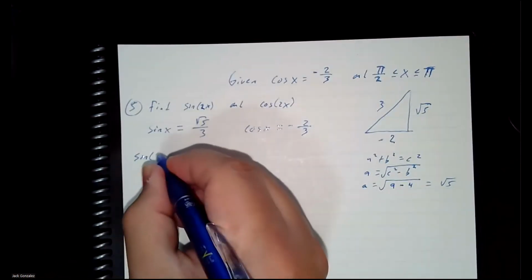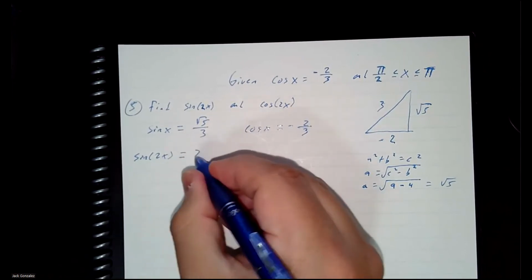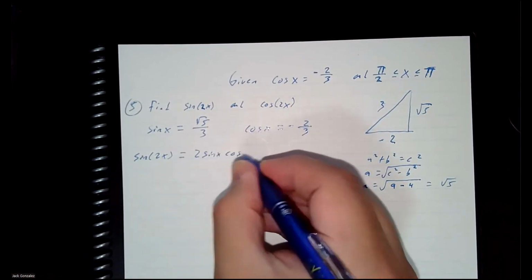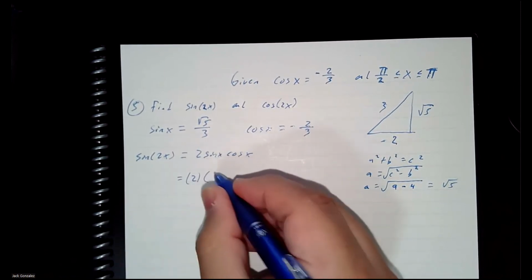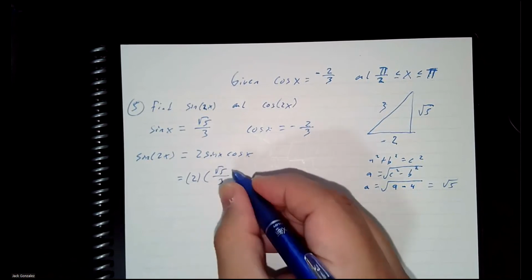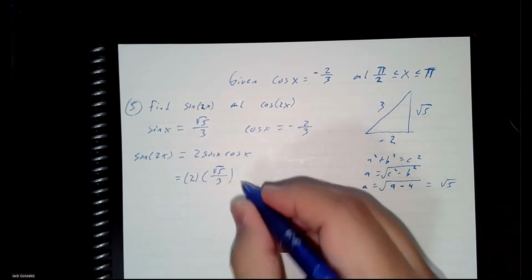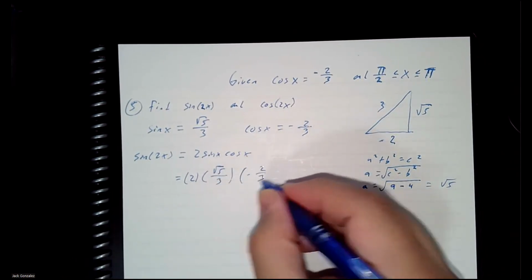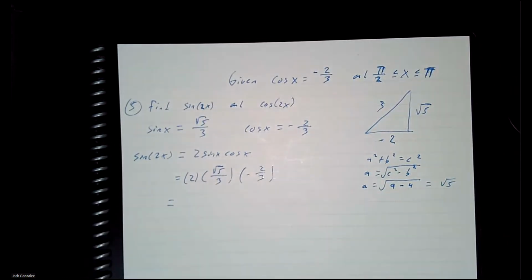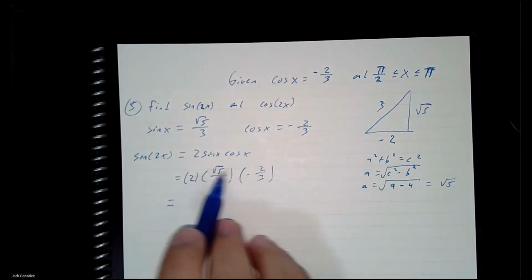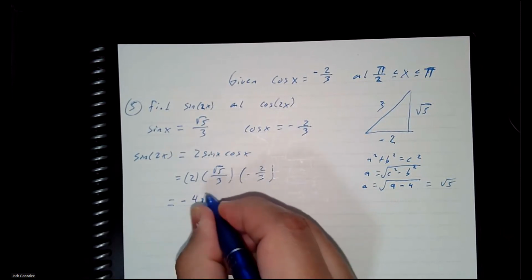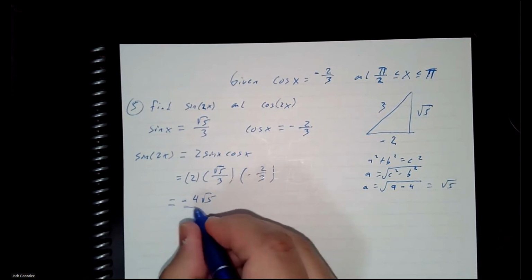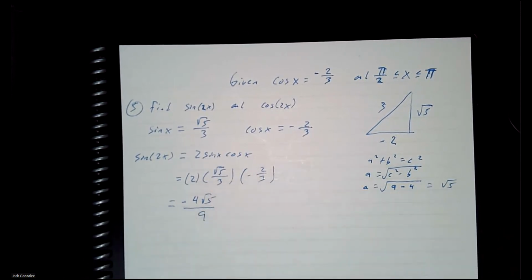So sine of 2x is equal to 2 sine x cosine x. So that will be 2 times square root 5 over 3 times negative 2/3. To multiply all this, you get 2 times root 5 times negative 2, that'll be negative 4 root 5 over 3 times 3. That'll be sine 2x.